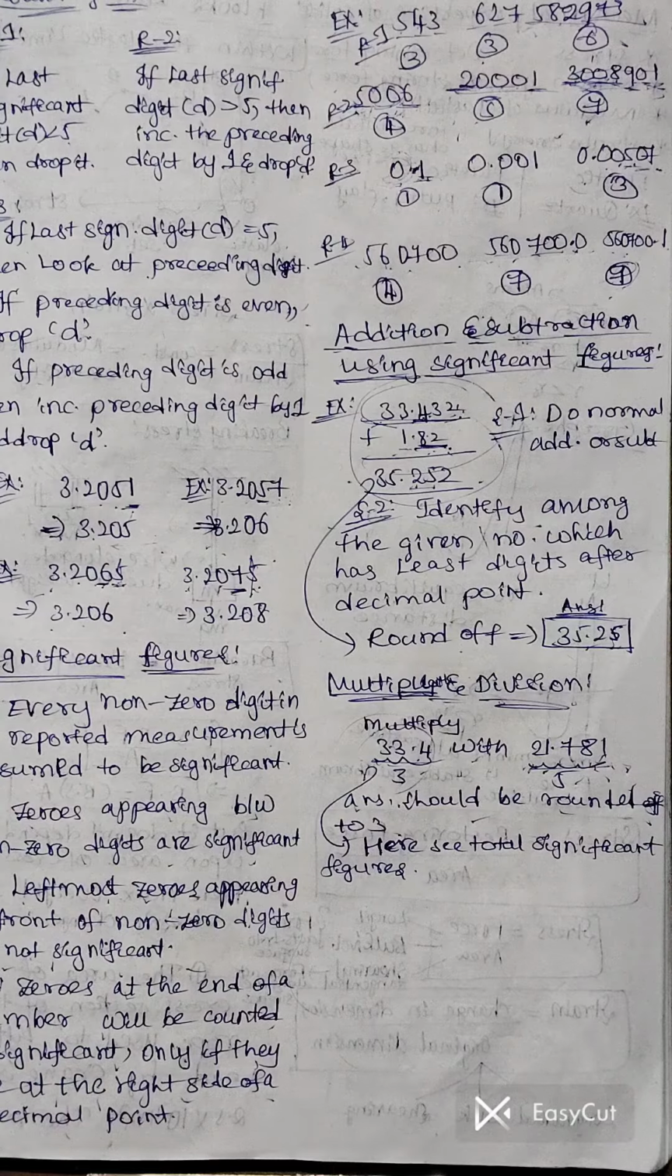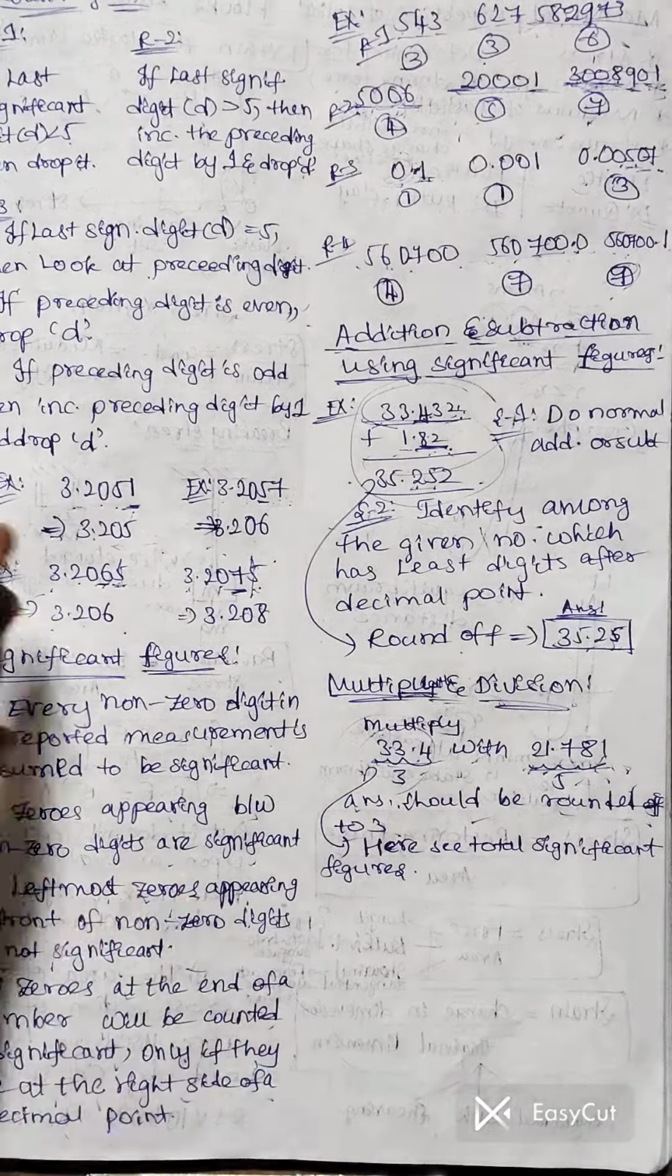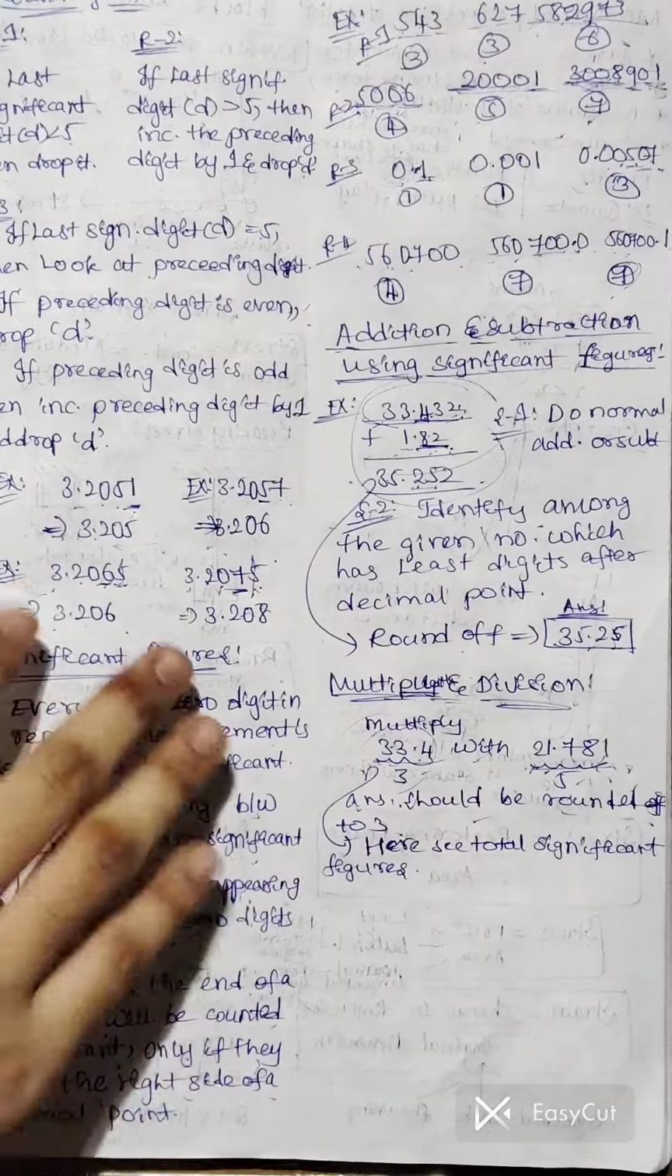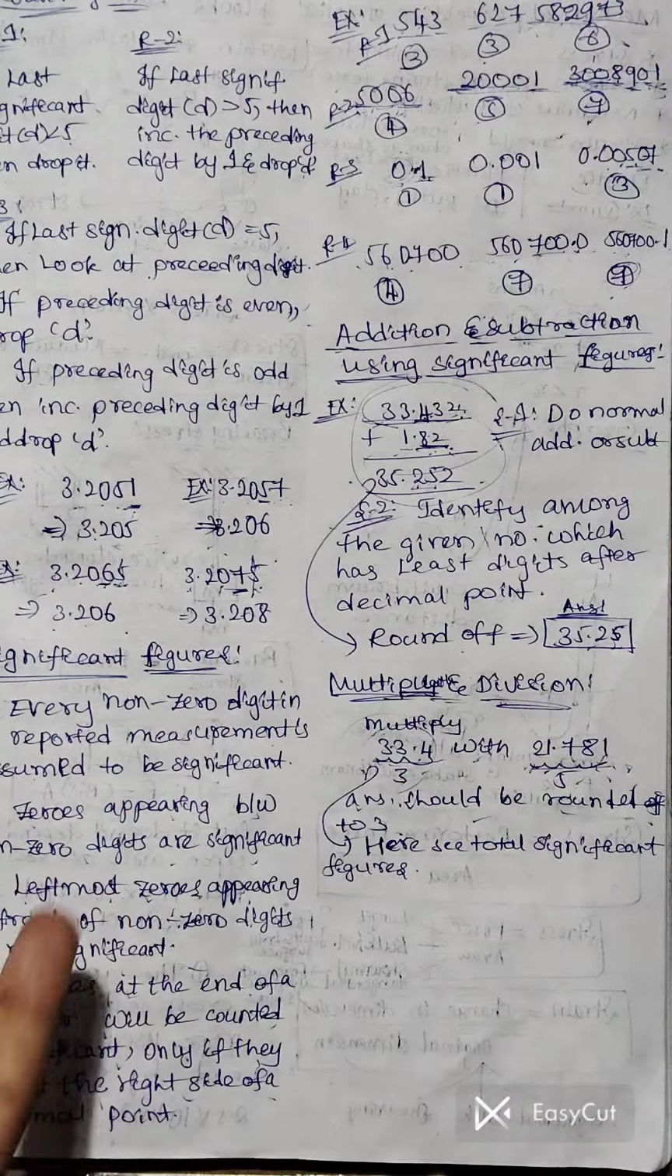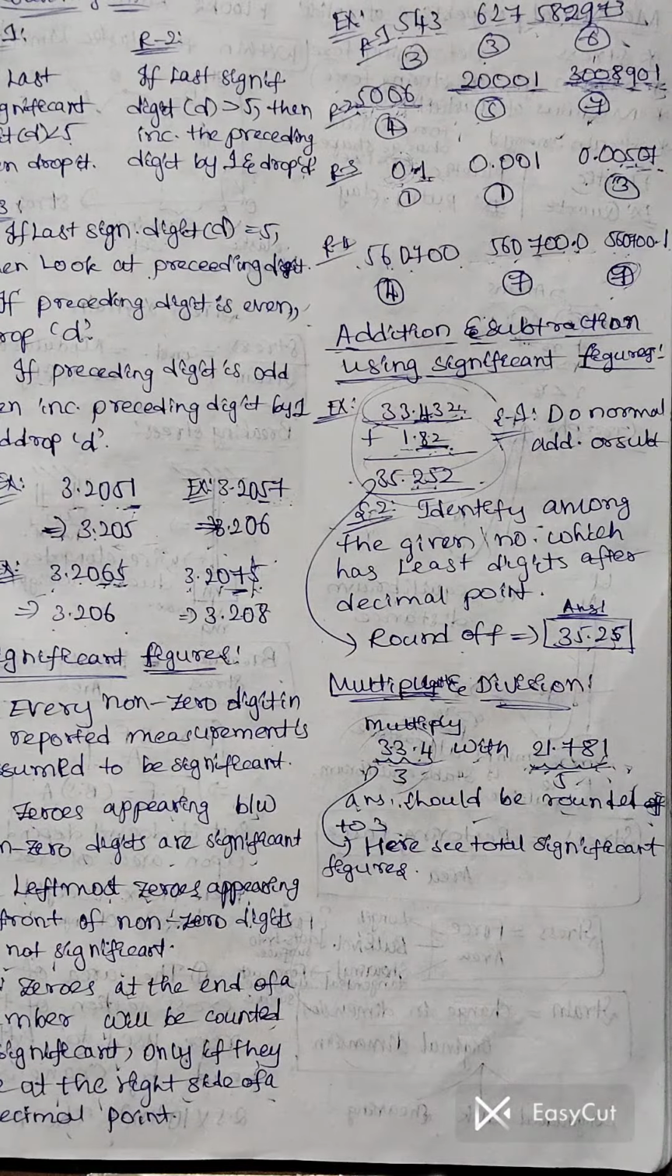And screw gauge and vernier calipers are also related to this, included in units and dimensions. But I'll make a separate video for the screw gauge and vernier calipers.